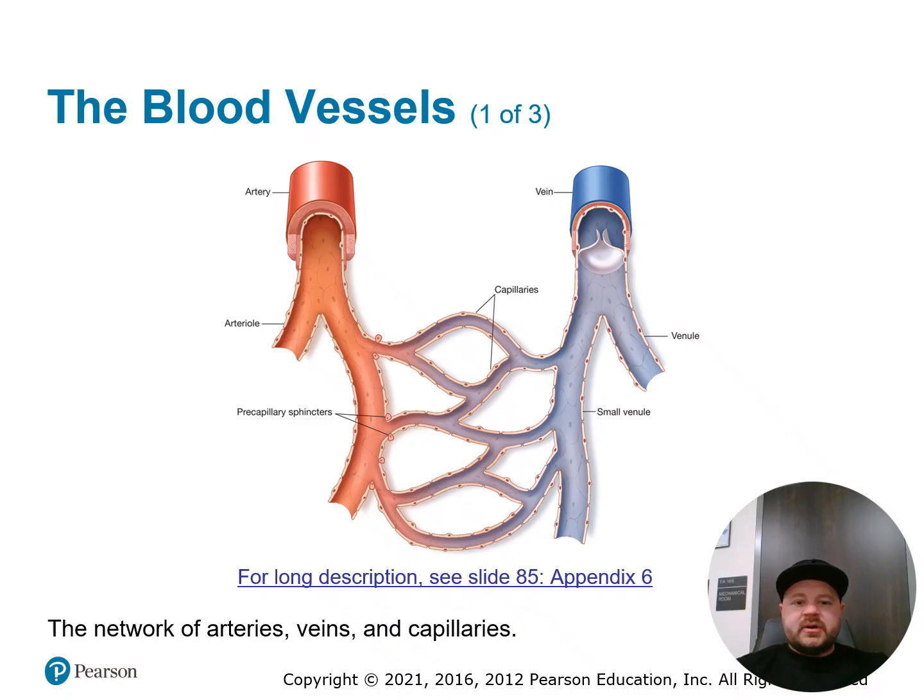So here's a picture demonstrating kind of the network of how the arteries, veins, and capillaries work. So you can see that the artery here goes down into the arteriole, into the capillaries, back to a venule, and then the vein.